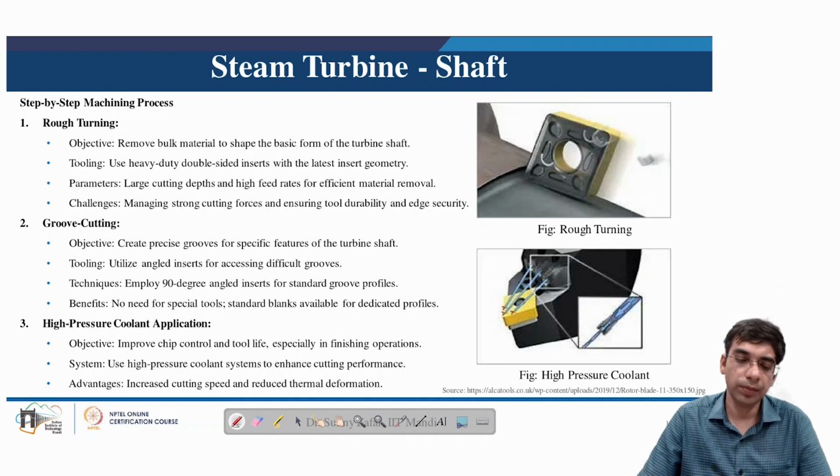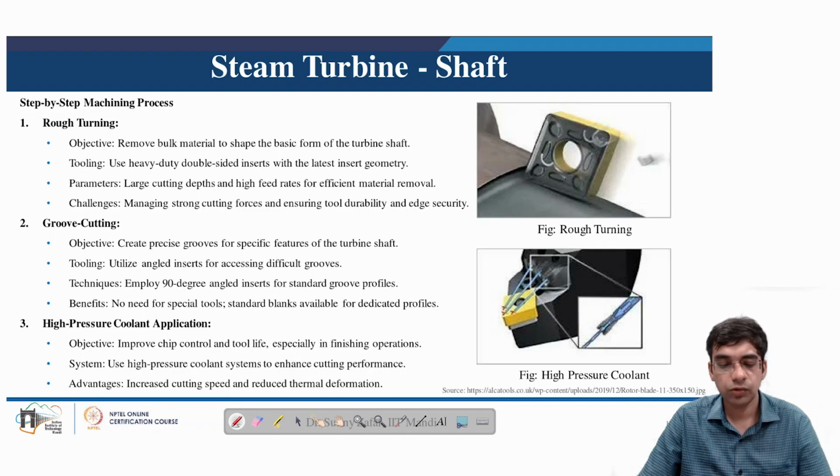Then is the groove cutting operation, which ensures precise grooves of specific features are manufactured on the turbine shaft. Here, angled inserts are used to access difficult grooves, with techniques employing a 90-degree angled insert for standard groove profiles. The benefit of using groove cutting is that we don't need any special tool. Standard blanks may be available for dedicated profiles.